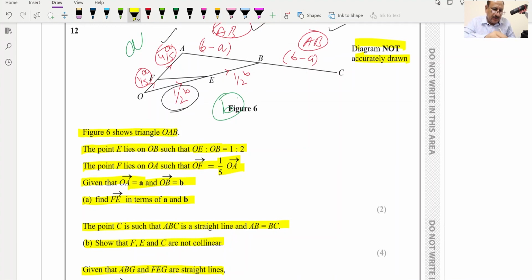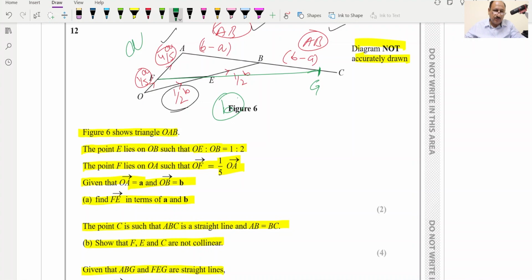if we extend this one, like FE, we will extend FE. So I'll have to change the pen. So this will be like, if we extend this like this one, so this point will be G. So we can figure out this one.